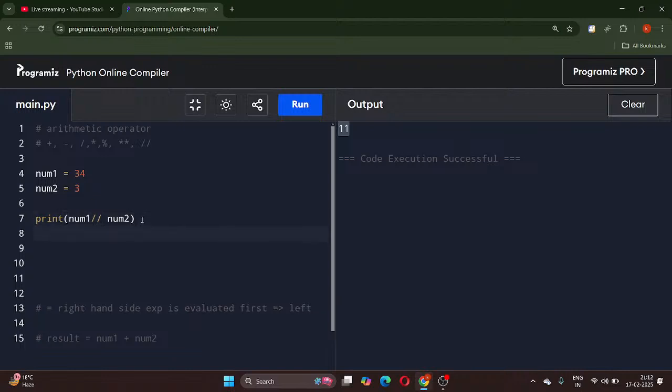This is the second operator, which is floor division. And what does this floor division do? This basically removes the fractional part, if any, right?